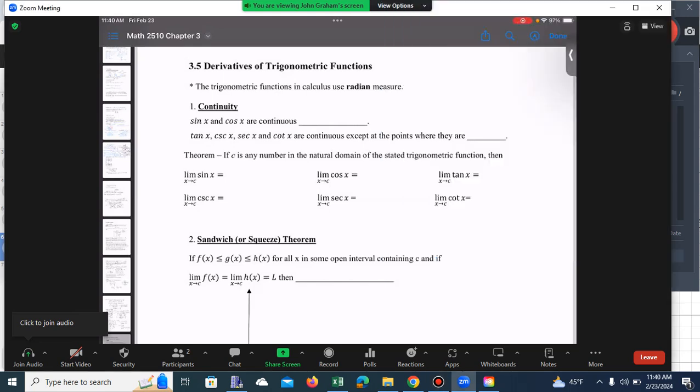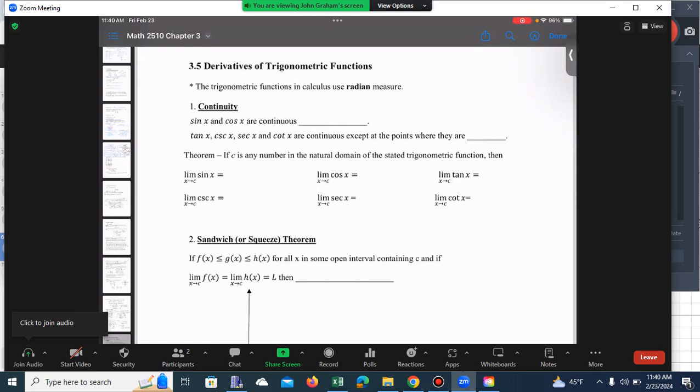Hi, this is Math 2510, and this video is over section 3.5. And we are going to look at deriving the derivatives of trigonometric functions. There are a few things that we have to cover before we get into actually deriving the derivative of sine, and then how we can use that to find all the other derivatives.